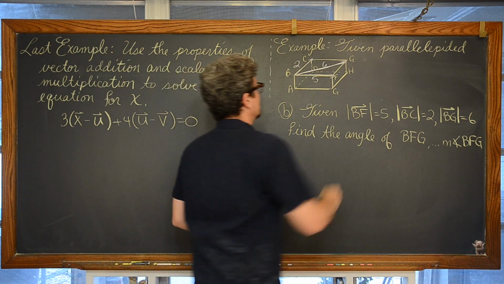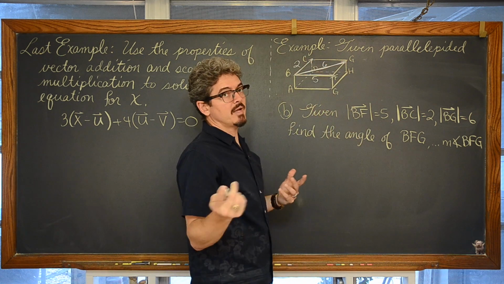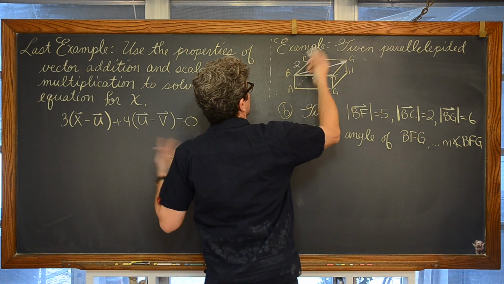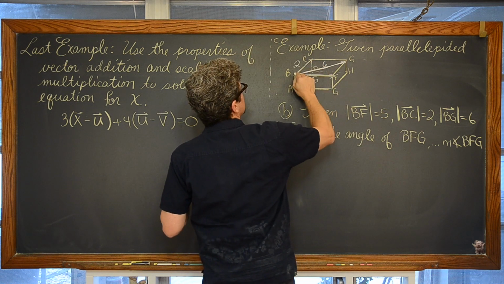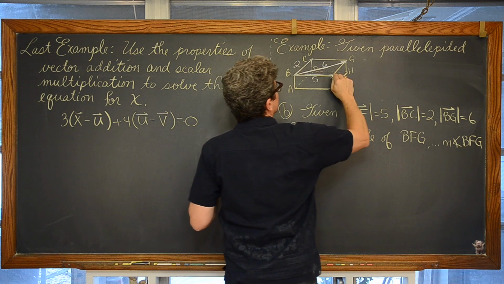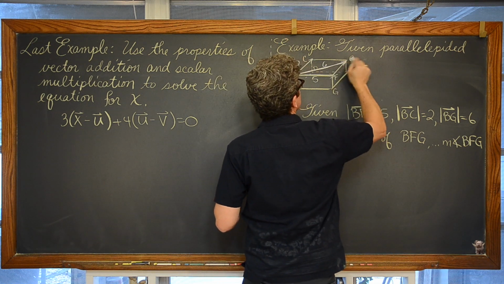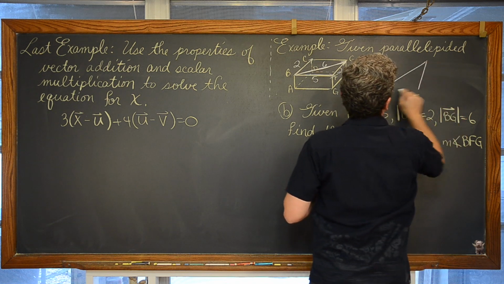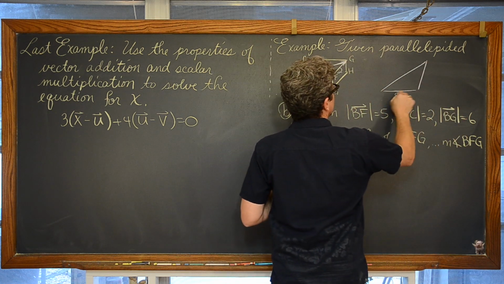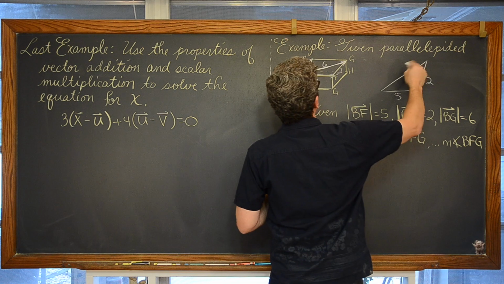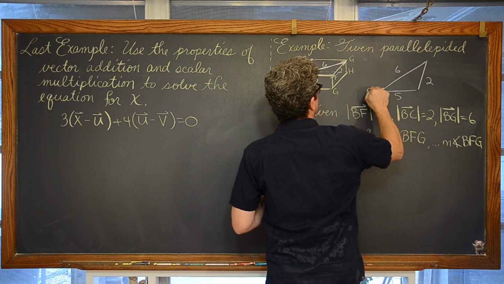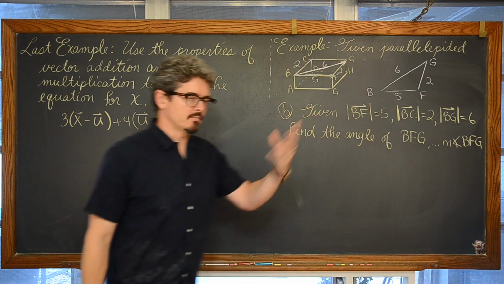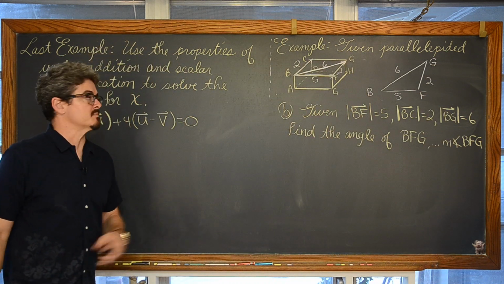Because if you focus right here, remember this is a parallelepiped, the opposite sides are equal. All the faces are parallelograms. The opposite sides of those parallelograms are equal. If this is a length of 2, then vector FG also has a length of 2. So you're just looking at a triangle that has a side of 5, a side of 2, and a side of 6, and we have B, F, and G. It's really helpful for me to take the visuals out of these diagrams sometimes and just simplify it.